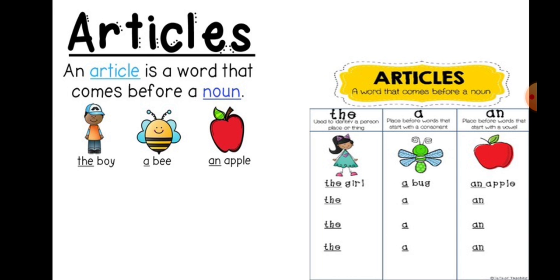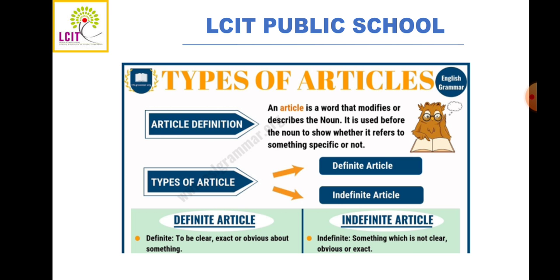An article is actually a word that comes before a noun. A proper definition I would like to give you is: an article is a word that modifies or describes the noun. It is used before the noun to show whether whatever it refers to is something specific or not.